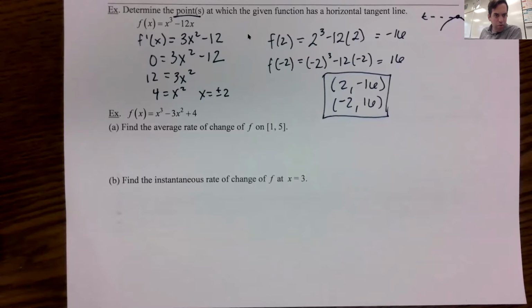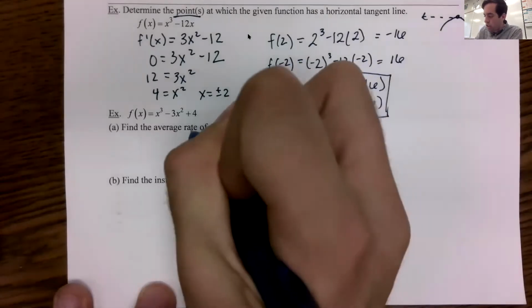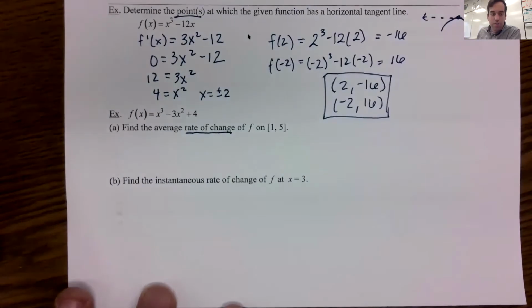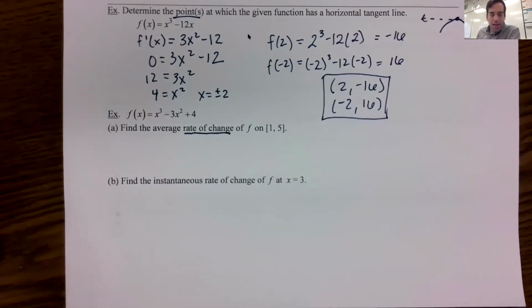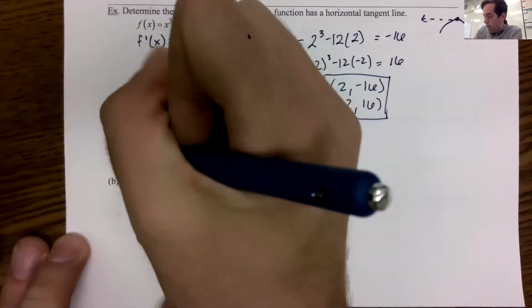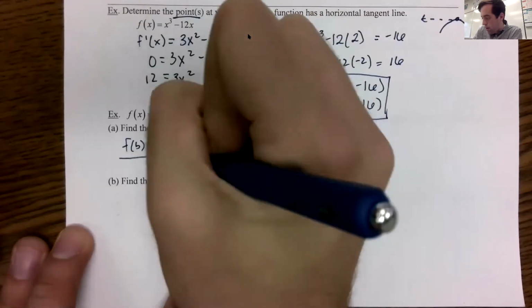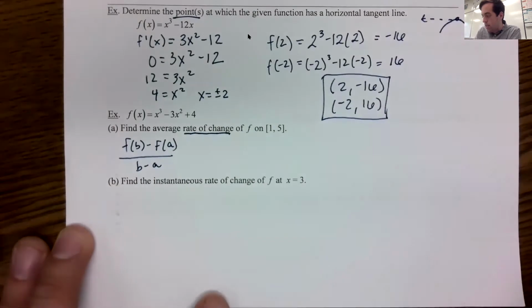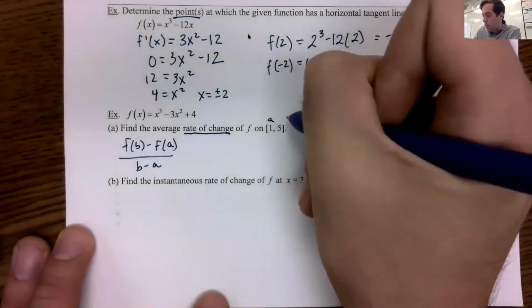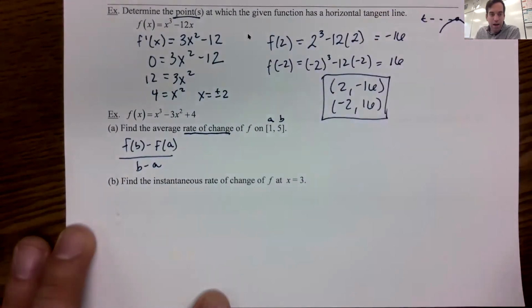The next example, we have f of x equals x cubed minus 3x squared plus 4. Find the average rate of change. Okay, so rate of change is another way of saying slope. And to find the average rate of change, we use this formula, which looks a lot like the slope formula, right? It's f of b minus f of a over b minus a. And our a is going to be 1, and our b is going to be 5.